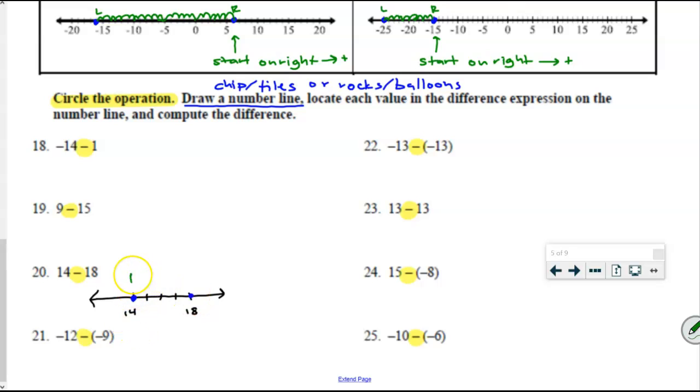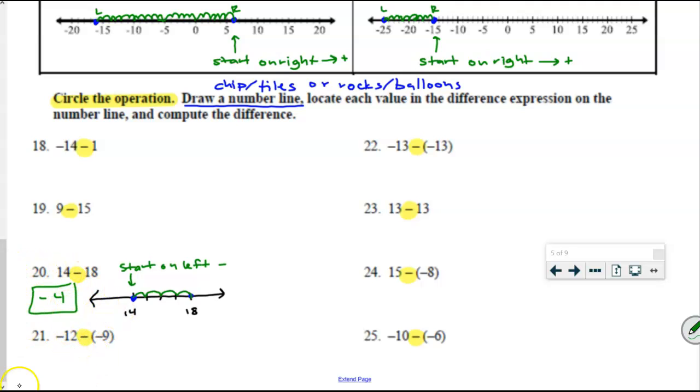This is where I'm starting. Looks like I'm starting on the left. So I know it's going to be negative, and 1, 2, 3, 4 bunny hops. So that answer is a negative 4. Starting on the left, that's what made it negative. And there were 4 bunny hops. So that one was not too bad to try and draw a number line model.